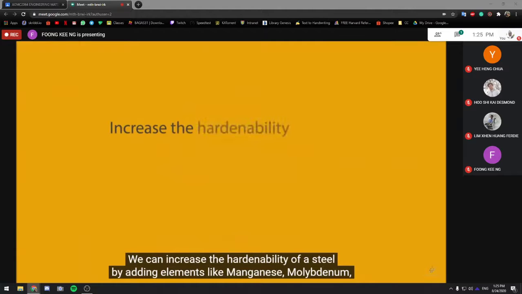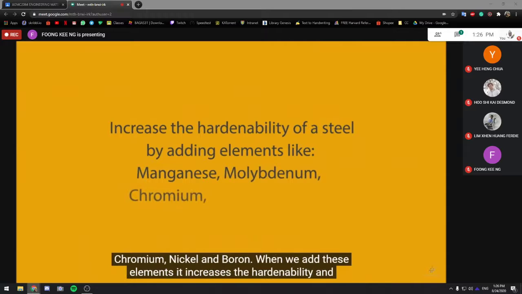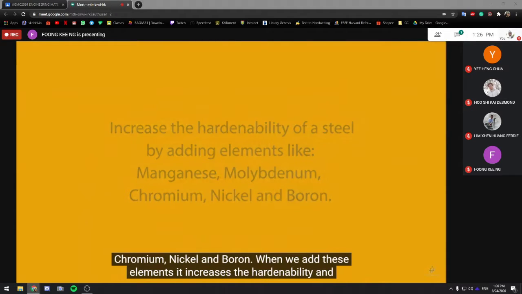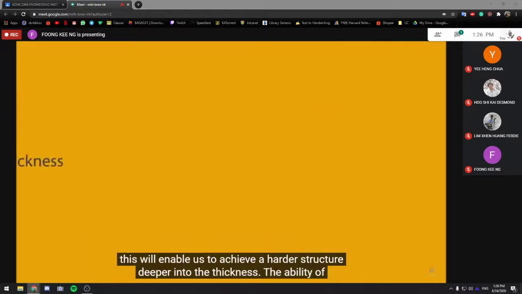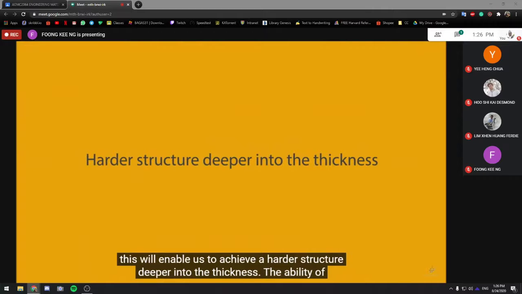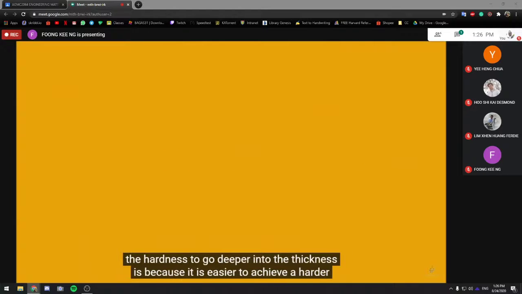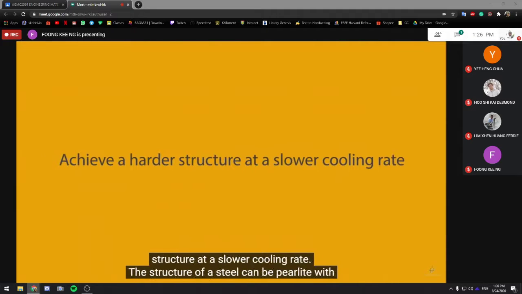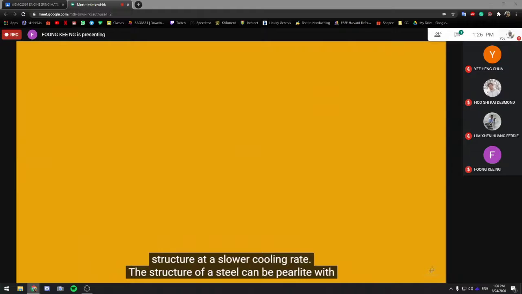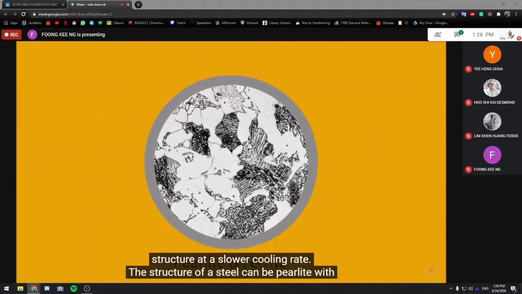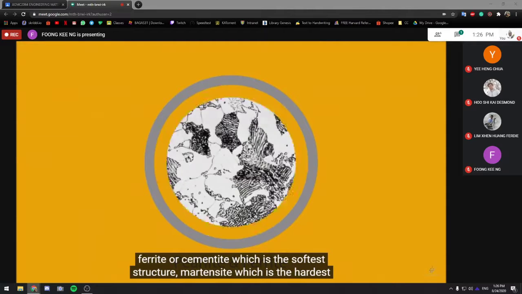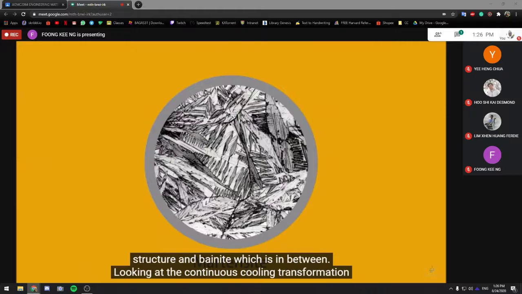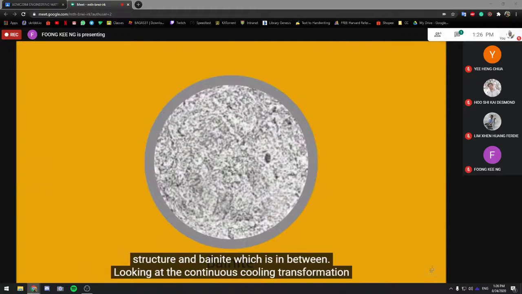We can increase the hardenability of a steel by adding elements like manganese, molybdenum, chromium, nickel, and boron. When we add these elements, it increases the hardenability, and this will enable us to achieve a harder structure deeper into the thickness. The ability of the hardness to go deeper into the thickness is because it is easier to achieve a harder structure at a slower cooling rate. The structure of a steel can be pearlite with ferrite or cementite, which is the softer structure, martensite, which is the harder structure, and bainite, which is in between.